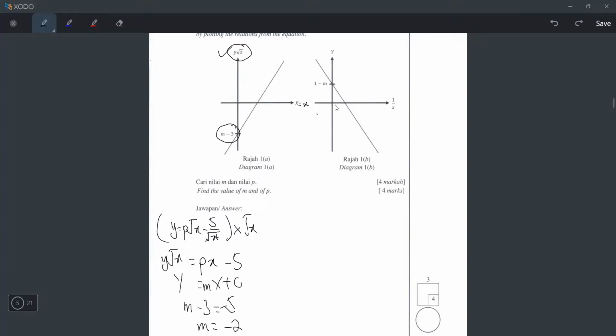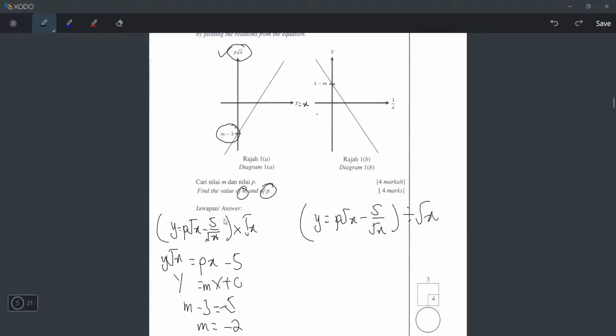Alright. But what about the value of p? Because they want to find the value of m and p. So how to find the value of p? Of course you need to reset again. Okay, reset again: p square root x minus 5 square root x. But this time don't multiply by square root x. What you will do is divide by square root x.